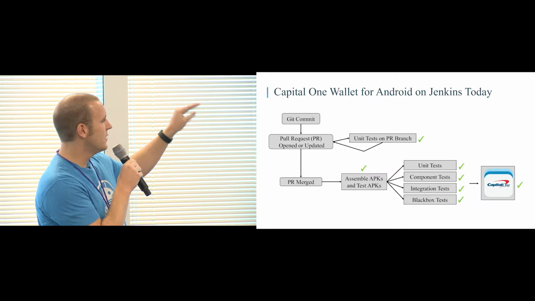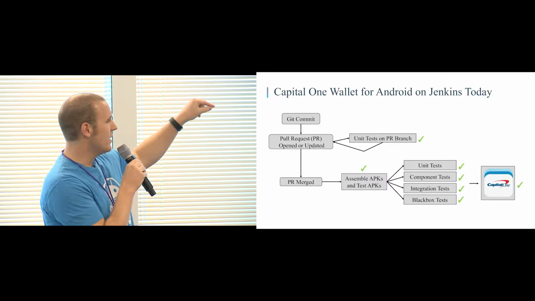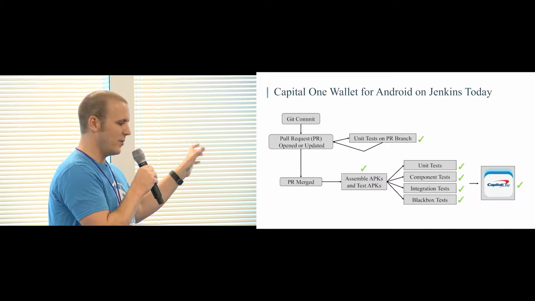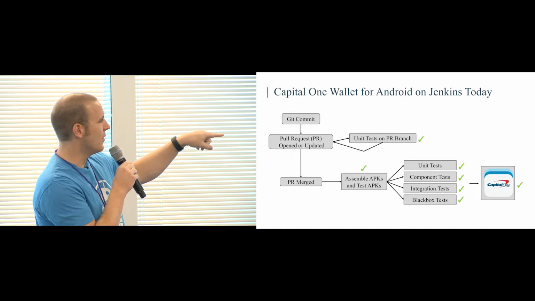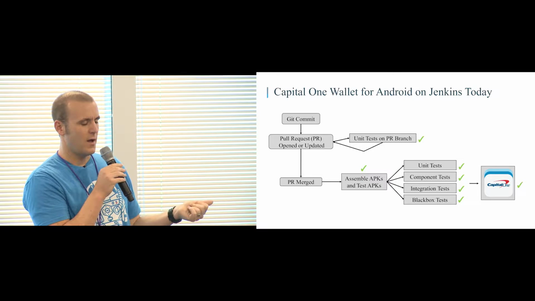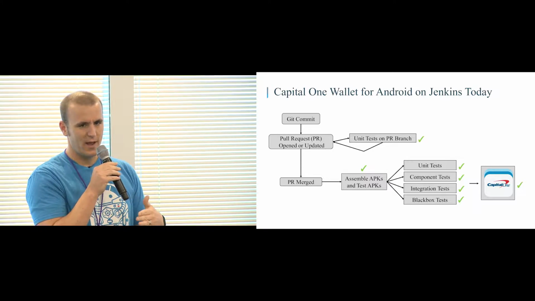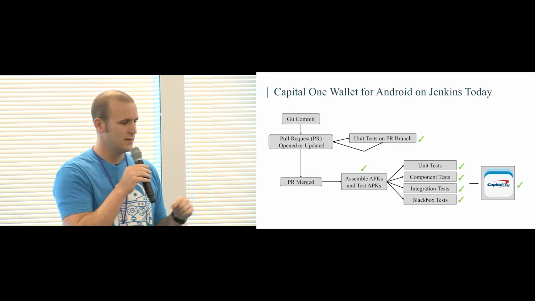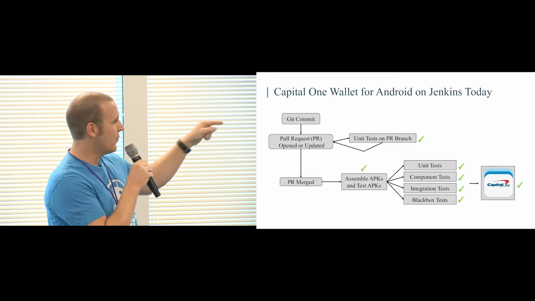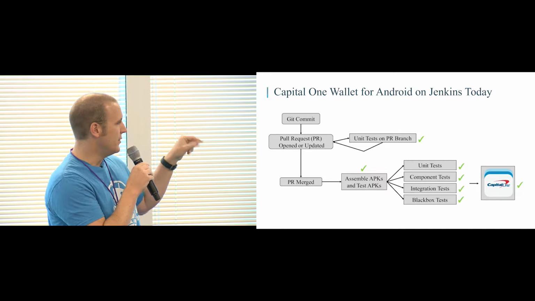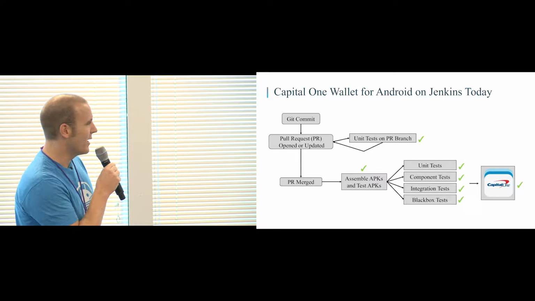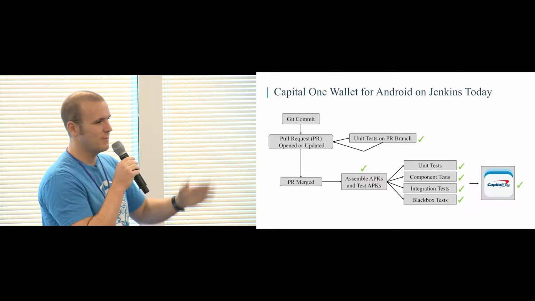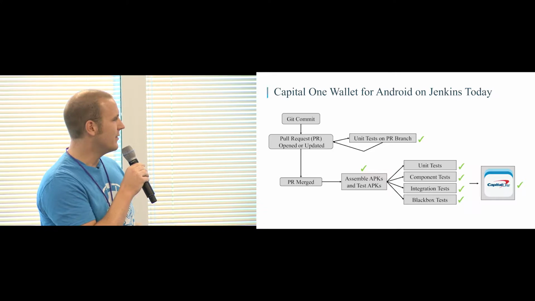So anyway, once it's merged, then we have a trigger as well. When there's a change in our GitHub repository on a certain branch, it actually goes ahead and triggers a Jenkins job to assemble all of our APKs. So that's our APKs of a bunch of different flavors that we have, as well as our test APKs. And then those APKs are fed into 4 different types of tests: the unit tests, component, there's actually 2 types of that, as we said, integration tests and black box tests. And at the end of it, if everything passes, we feel pretty happy and confident about our app.